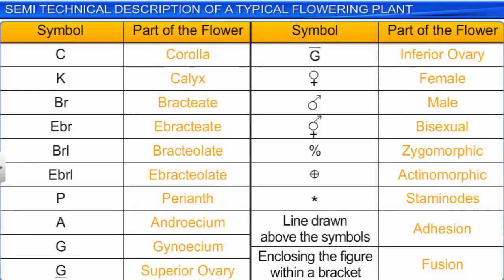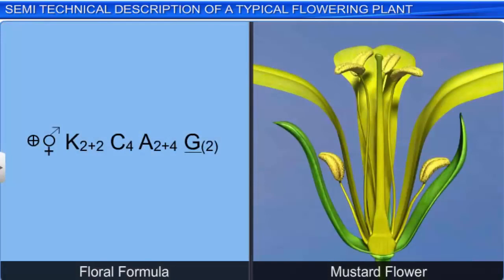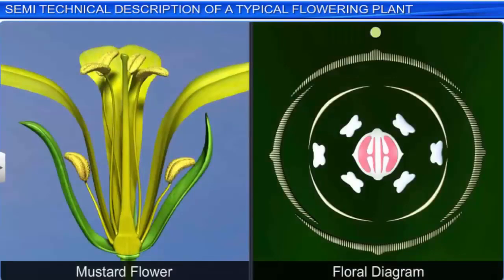Let's understand the symbols in the floral formula of a mustard flower. The mustard flower is actinomorphic and bisexual. The calyx has 4 sepals arranged in 2 rows and the corolla has 4 petals. There are 6 stamens arranged in 2 rows and the gynoecium is bicarpellary and syncarpous with a superior ovary. The floral formula of a flower is usually accompanied by its floral diagram. The floral diagram is a graphical representation of the cross-section of a flower and provides information about the different parts of a flower, their arrangement, and the relationships between these parts.